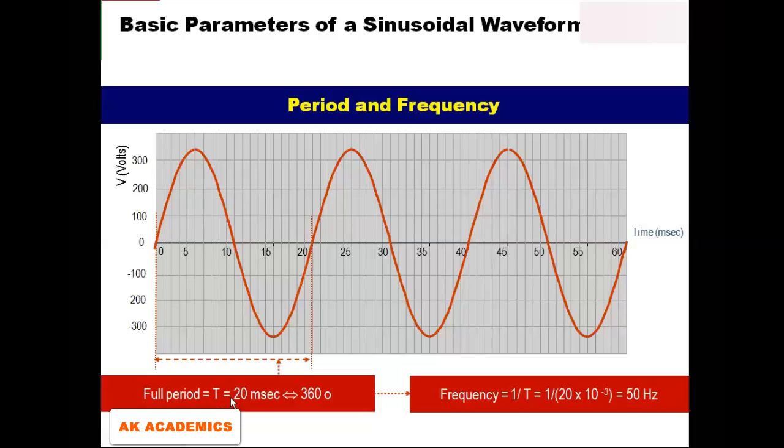That's a full period T, which is 20 milliseconds, and that is supposed to be 360 degrees, by the way. So another full circle will be from this point to this point, and another full circle will be from this point to this point.